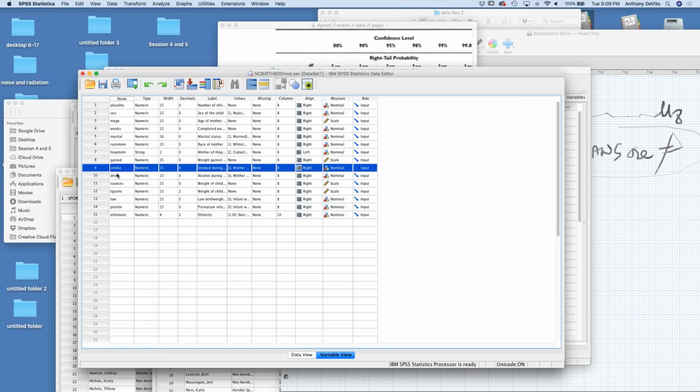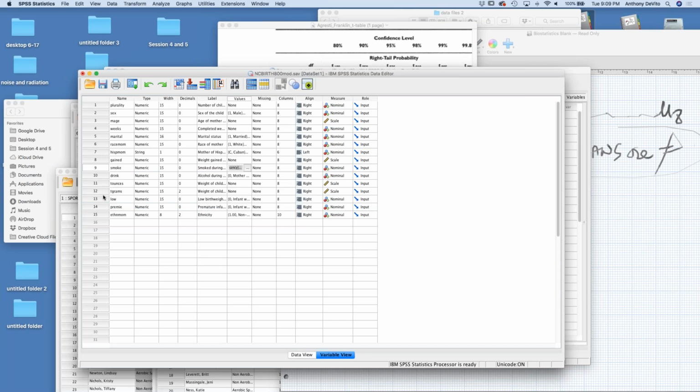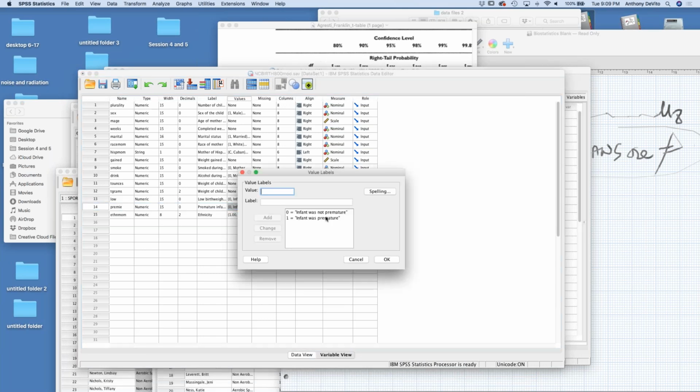So the smoking status of the mother, how many values do we have for that? We have two values. The mother did not smoke or the mother did smoke during pregnancy. And for whether or not the child was born prematurely, how many values do we have there? Yes, 0 is the infant was not premature, 1 is the infant was premature.